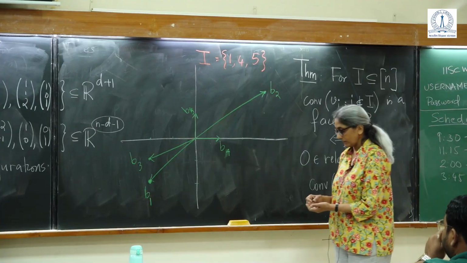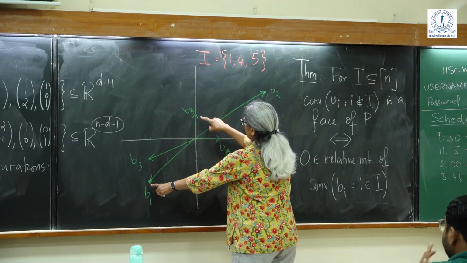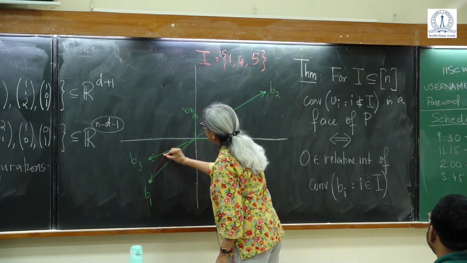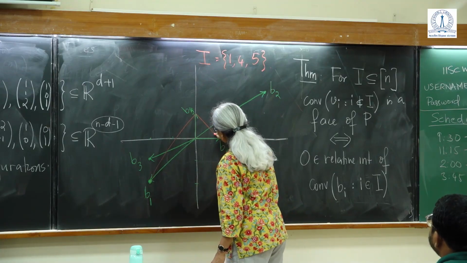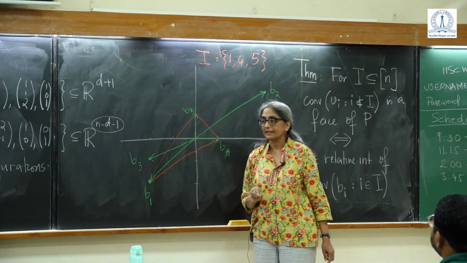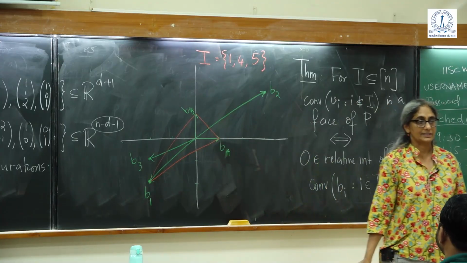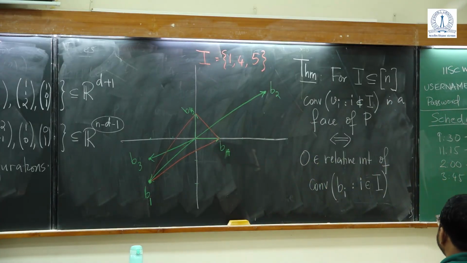So let's check B1, B4, B5. So here is B1, B4, and B5, okay? So the convex hull of these guys is this, right? And indeed 0 lies in the interior of that convex hull. Is that okay? Everybody okay? All right. So we checked one direction.